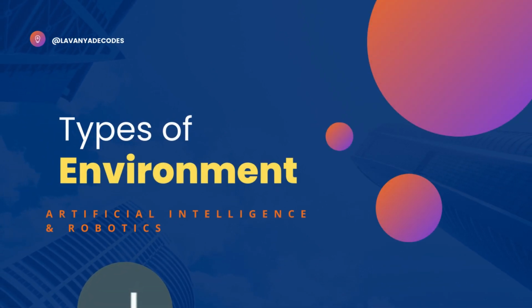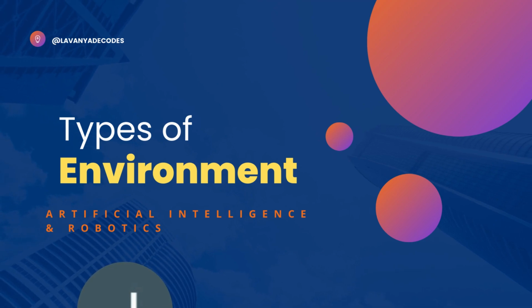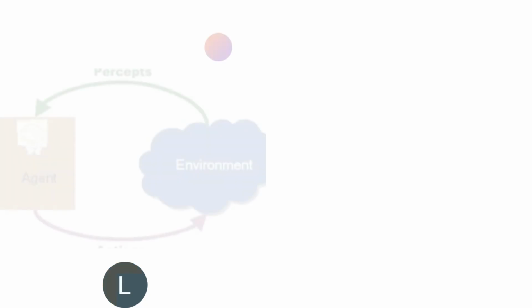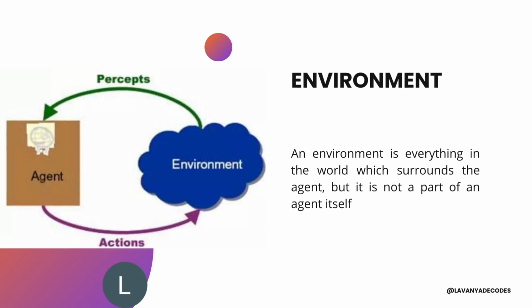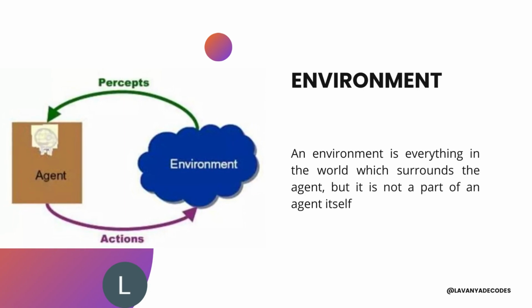In this series, we will discuss different types of environments in artificial intelligence and robotics. An environment in artificial intelligence is the surrounding of the agents. As we can see from the pictorial diagram, the agent takes input from the environment through sensors and delivers the output to the environment through the actuators. There are several types of environments. Let's discuss one by one.